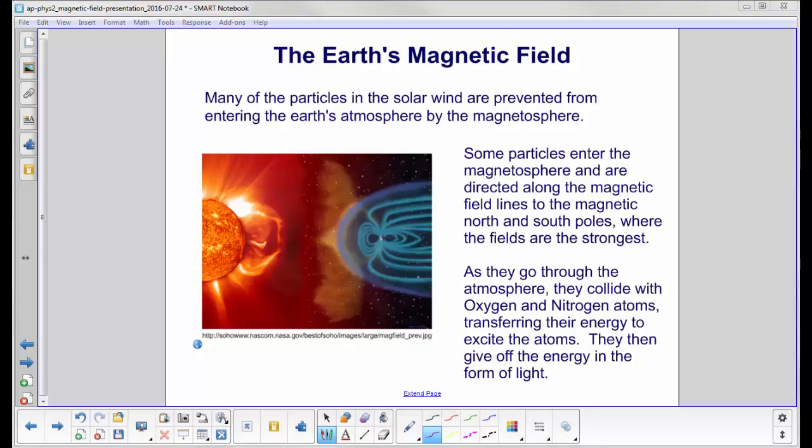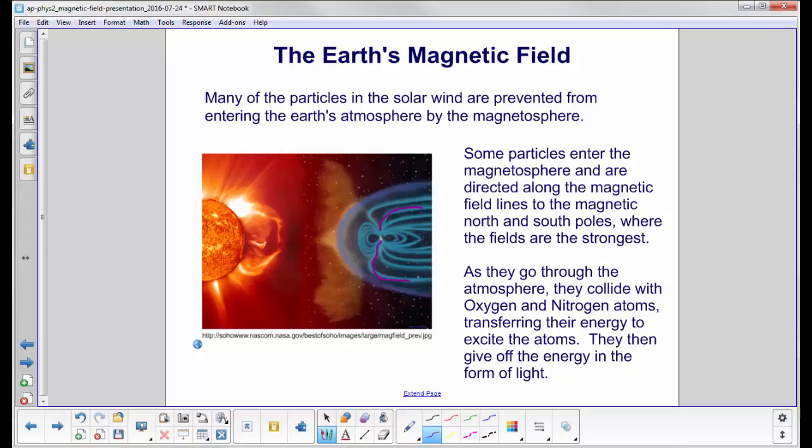Many of the particles in the solar wind are prevented from entering the Earth's atmosphere by the magnetosphere. And we'll talk later about how moving charges can have a force exerted on them by a magnetic field. That's coming up. So you can kind of see the shielding effect here. The solar wind's not getting through. However, some particles do get through, but what they will do is follow these magnetic field lines down to the north. That would be, let's say, the South Pole, the South Geographic Pole. This would go to the North Geographic Pole where Santa Claus is, because that's where the magnetic field is the strongest. That's where the lines are closer to each other, and it's a much stronger magnetic field.